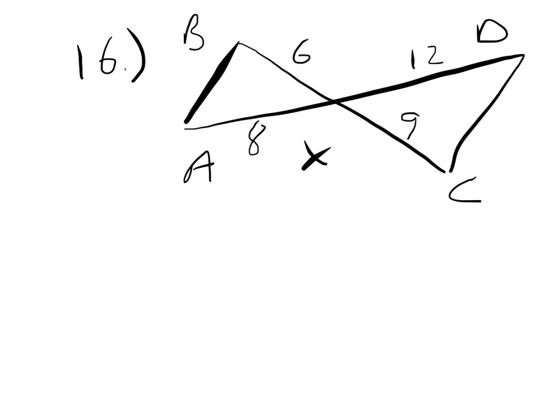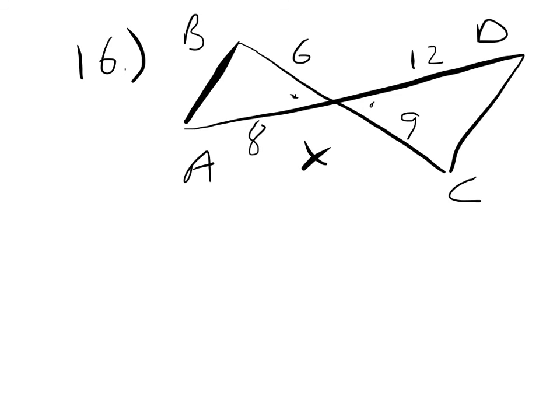Well, we notice right away we have two triangles, and we've got vertical angles congruent. So the question would be, are these two triangles similar? Well, 6 to 12 does not equal 8 to 9. So clearly I'm not going to have triangle BXA similar to triangle DXC. Not going to work. But what about if I match up these two sides? How about 6 to 9? Does that equal 8 to 12?